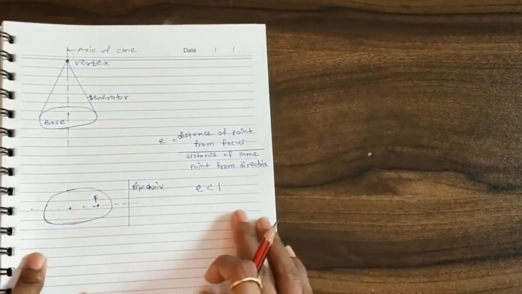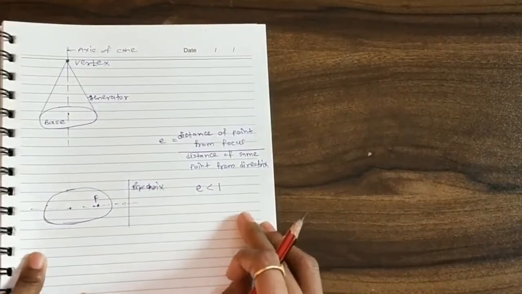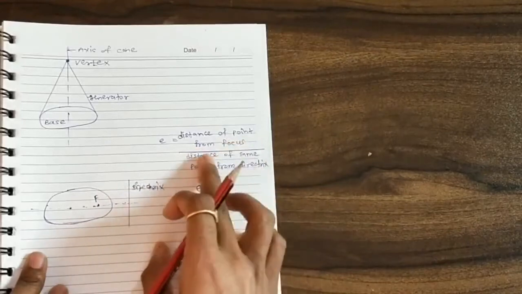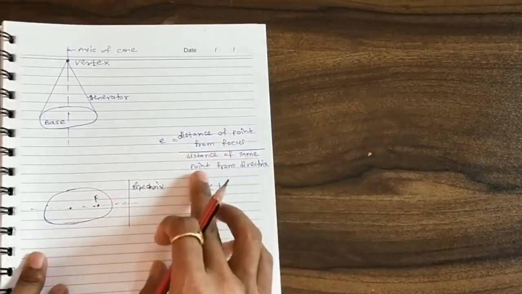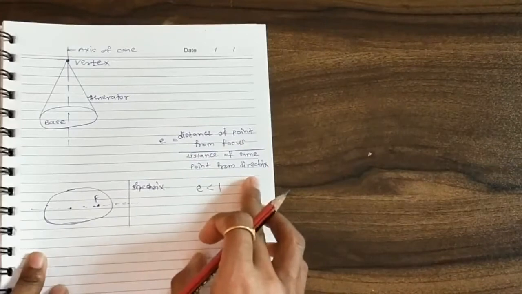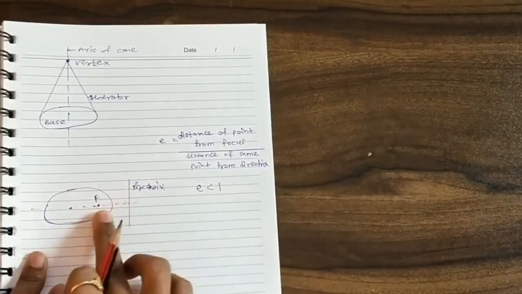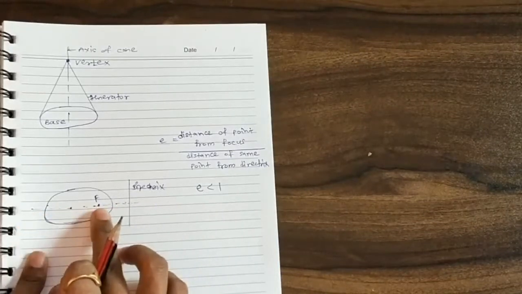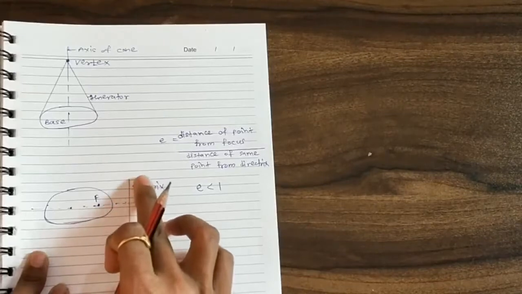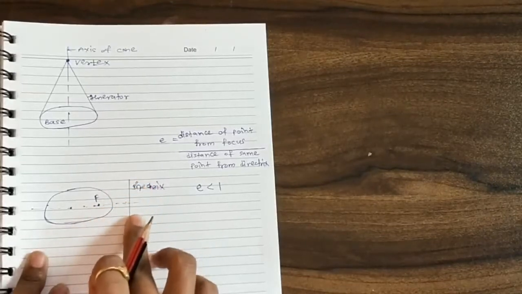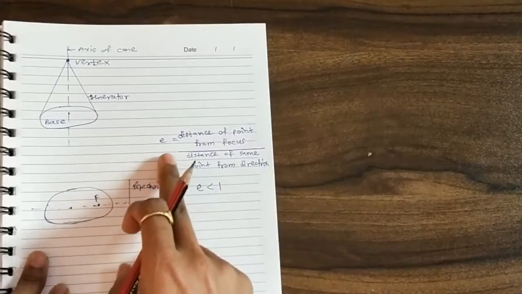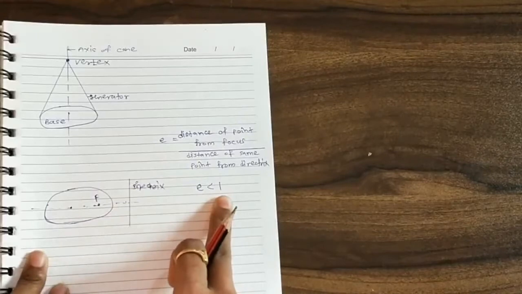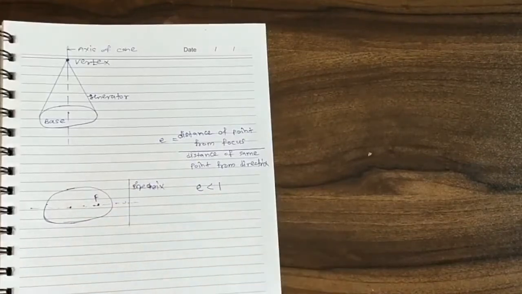Now we will study eccentricity. Eccentricity is the ratio of the distance of a point from the focus to the distance of the same point from the directrix. Focus is a fixed point on the major axis and directrix is a fixed line. So when this ratio, that is eccentricity, is less than 1, then it is called an ellipse.